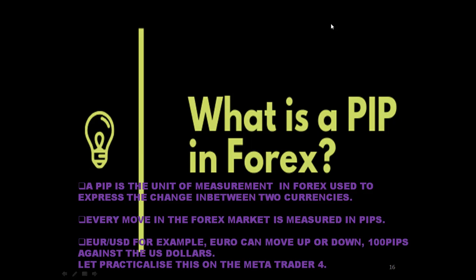So the word pip is actually a form of measurement. If you have something that looks very tall before you, and you want to measure it, you would use length or height to do the measurement. In Forex, what we use to measure the movement of price in the Forex market is known as a pip. I'll be giving examples related to all this as we proceed.